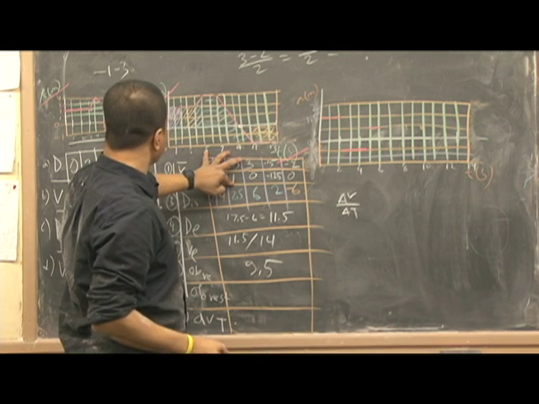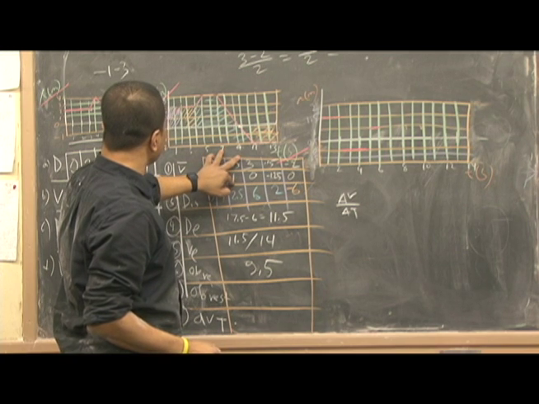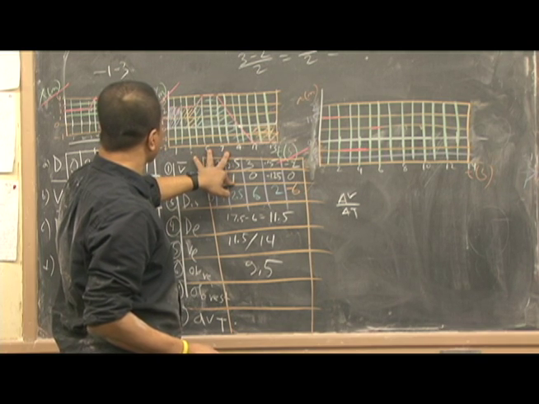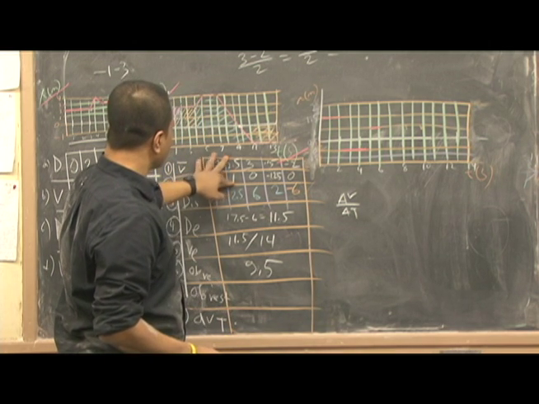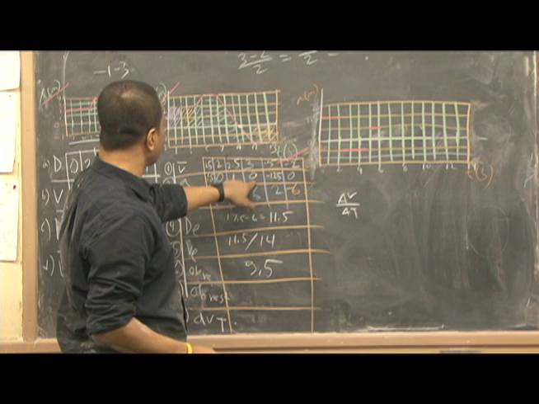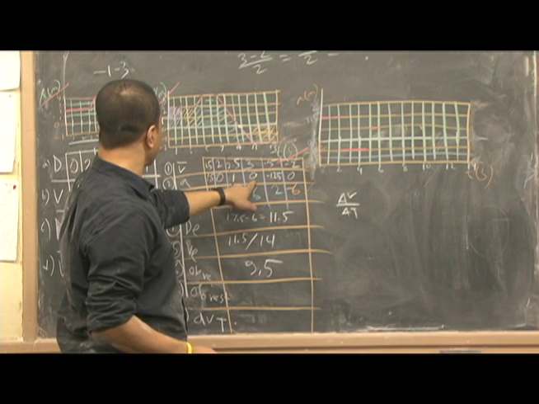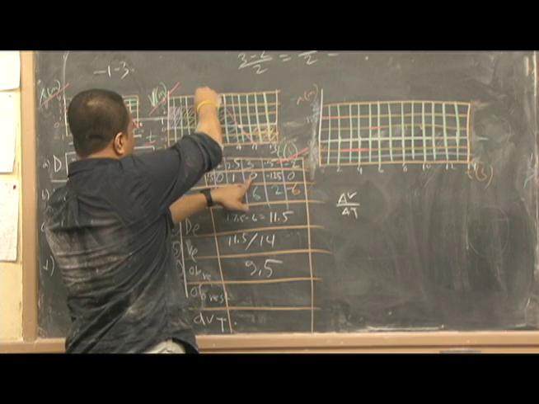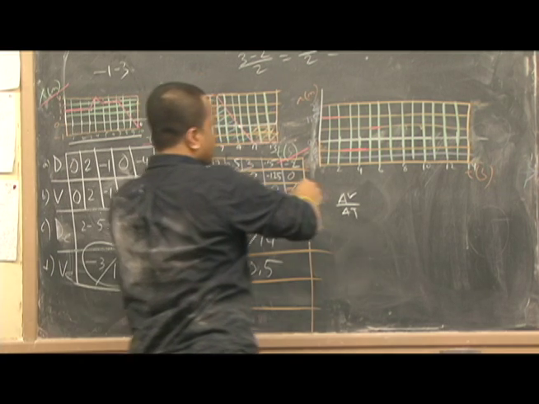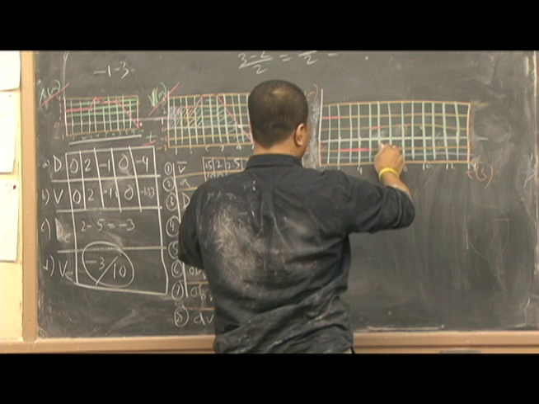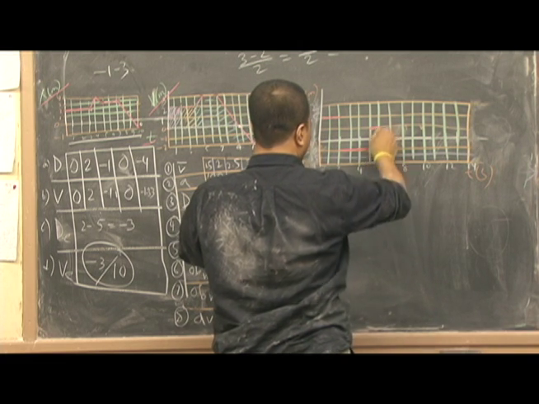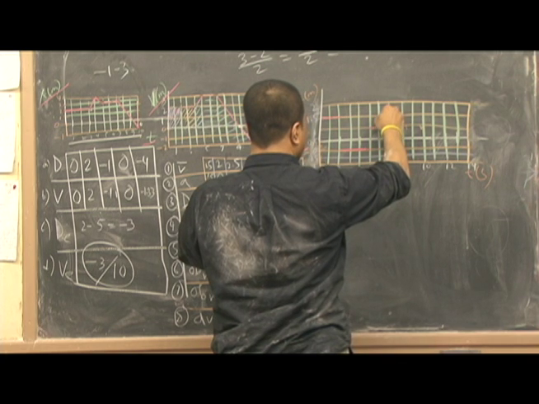And then from 5 to 7, acceleration is 0. So from 5 to 7, acceleration is 0.